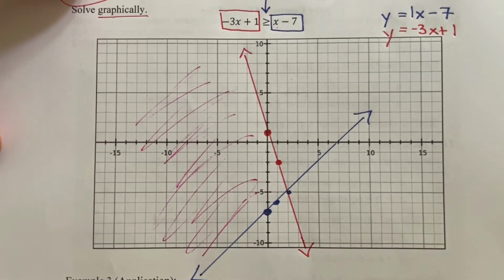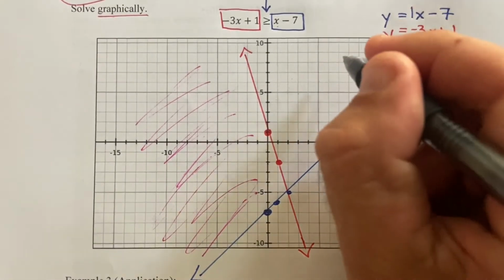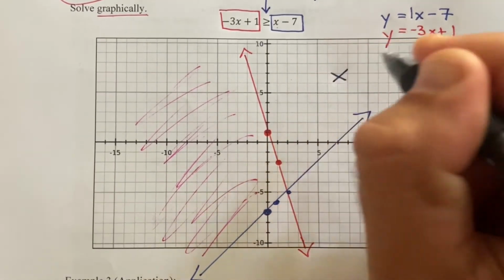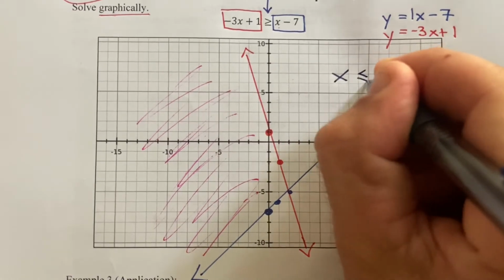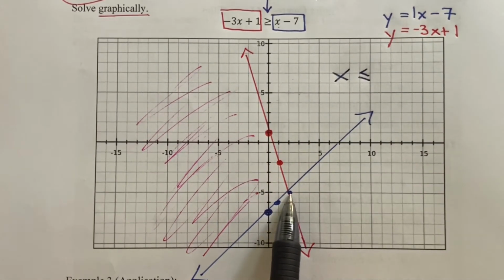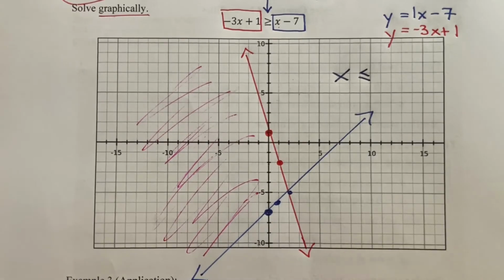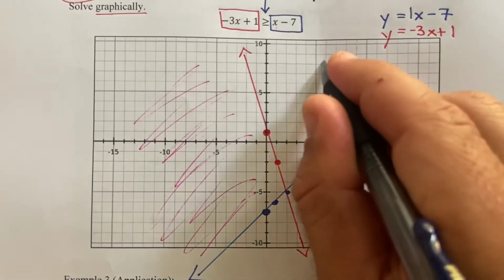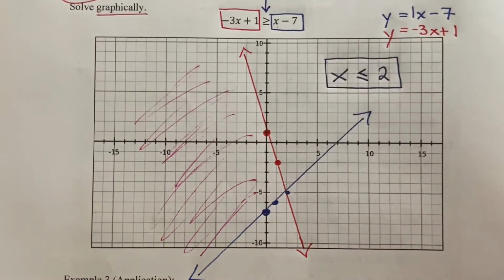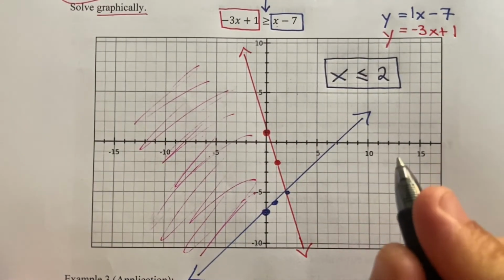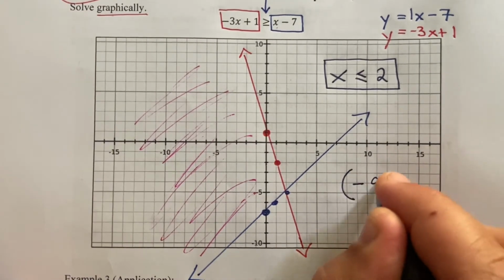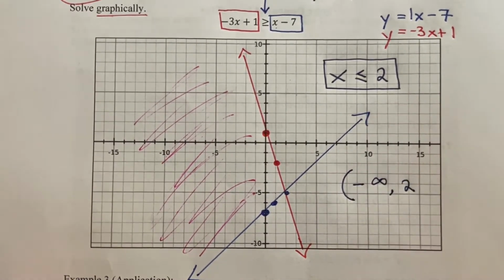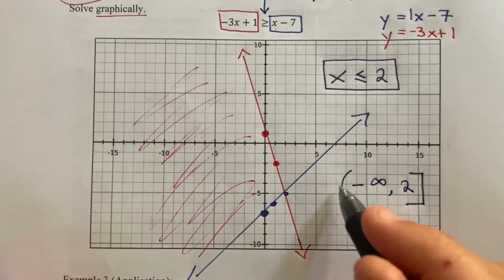So I would say, for the solution, that x needs to be less than or equal to, it looks like this is crossing right here at 2. So this would just be our regular way of saying it as an inequality. And then if you wanted, you could say this as an interval. So less than or equal to 2 would mean we're approaching negative infinity and then rising up to 2, including 2. So square bracket.